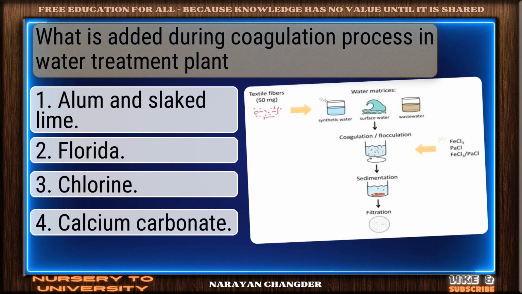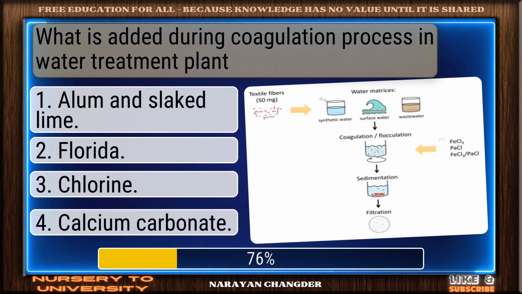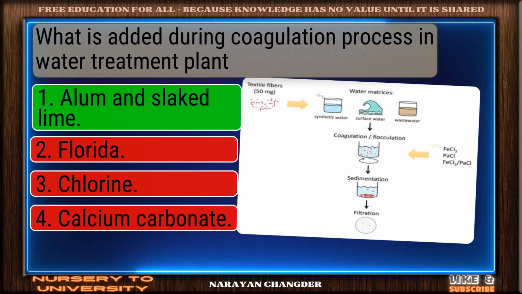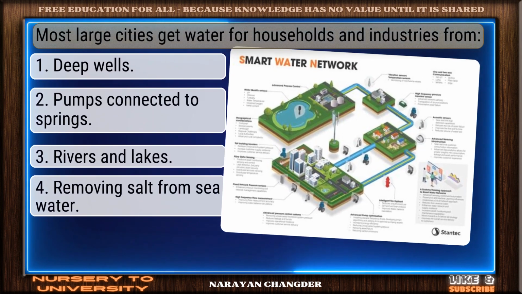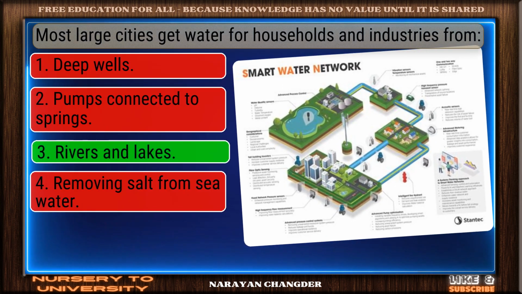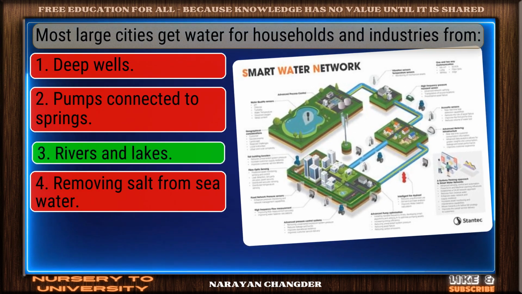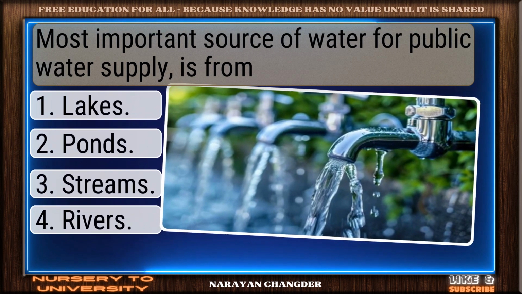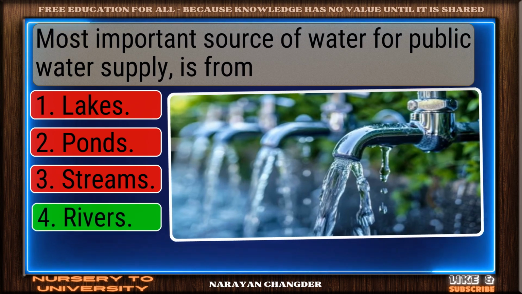What is added during coagulation process in water treatment plant? Great thinking. Alum and slaked lime is the right choice. Most large cities get water for households and industries from... Correct response. Rivers and lakes is the most accurate answer. Most important source of water for public water supply is from... On track, rivers is the correct answer.